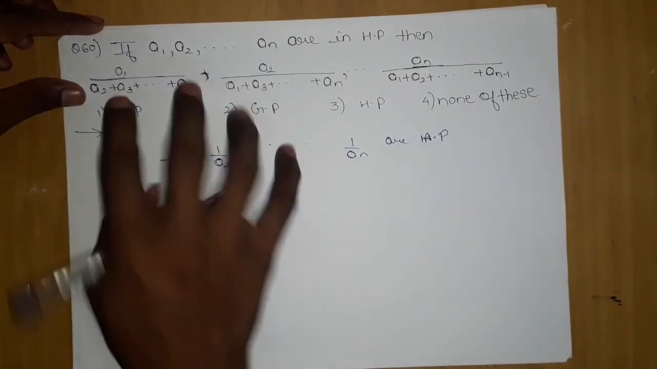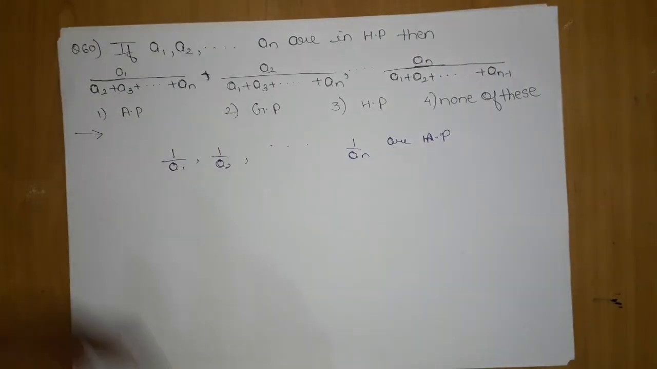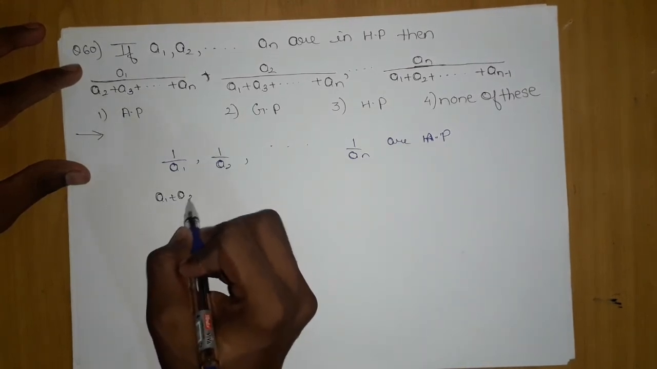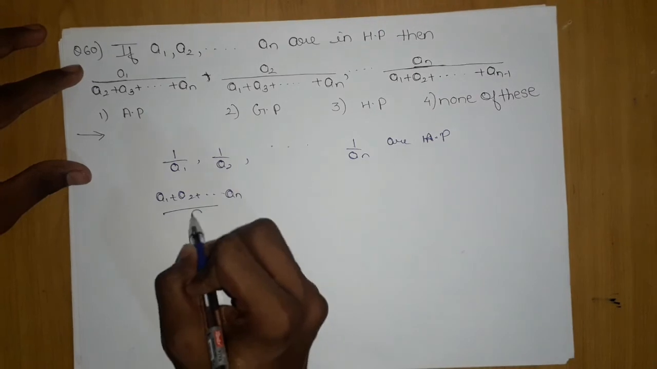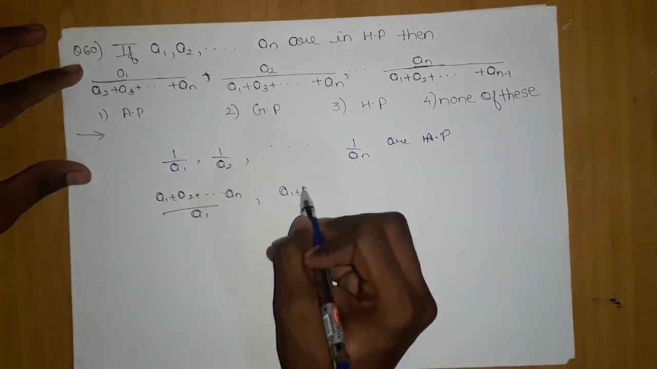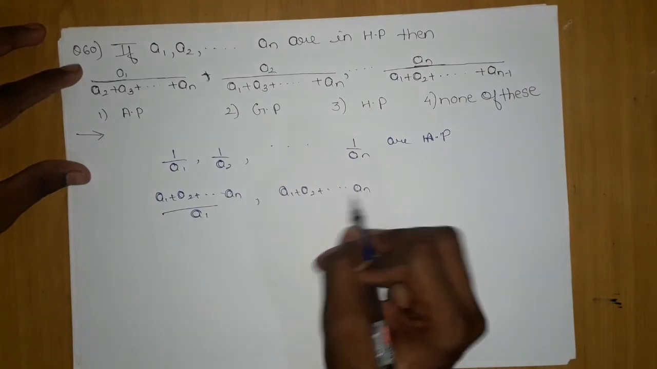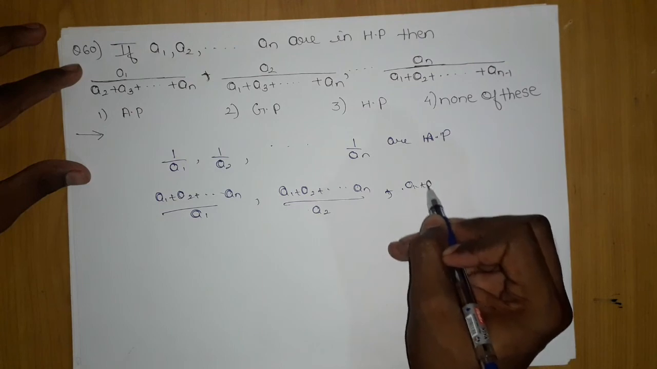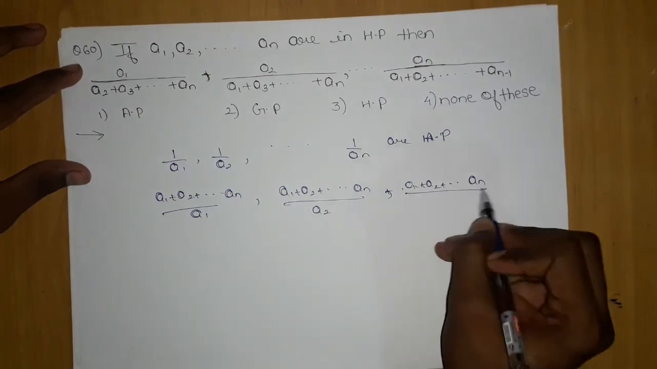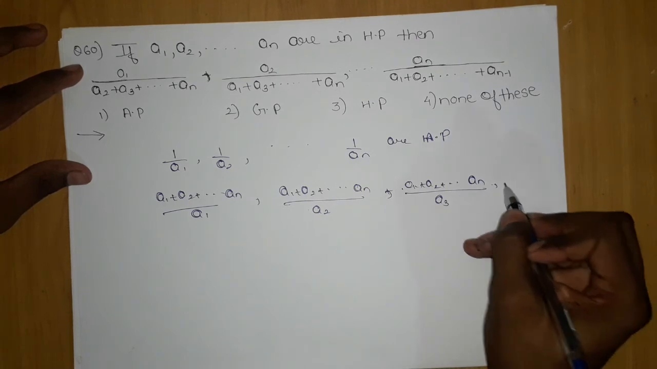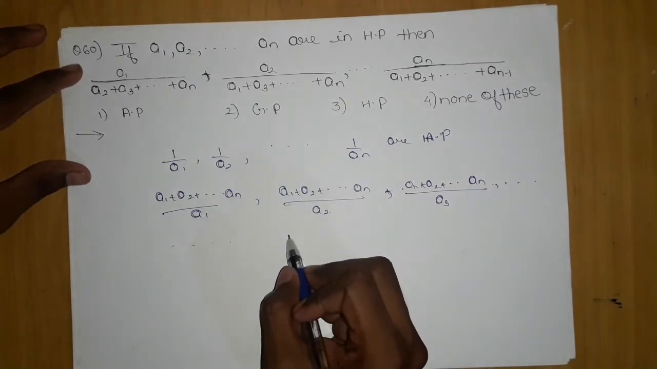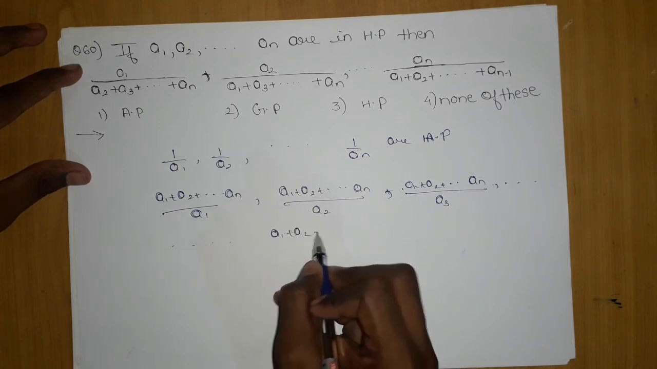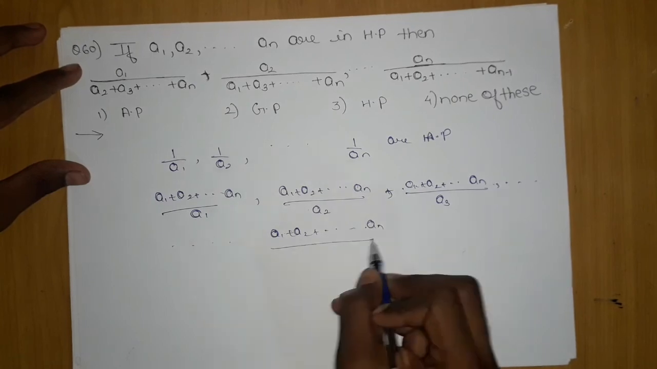I can multiply with a constant number, so I will multiply with the sum of all these numbers, a1 plus a2 and so on till an. So we get a1 plus a2 and so on till an upon a1, a1 plus a2 and so on till an upon a2, and so on till an upon a3, and similarly we will move on. We will come to know that a1 plus a2 and so on upon an.